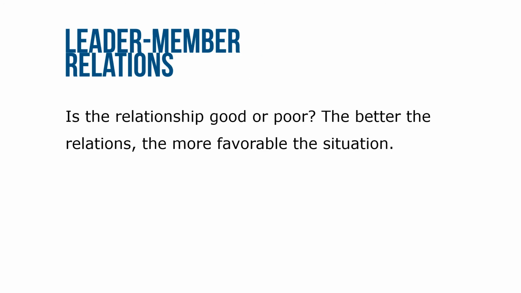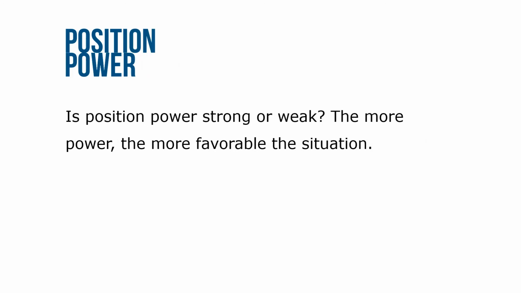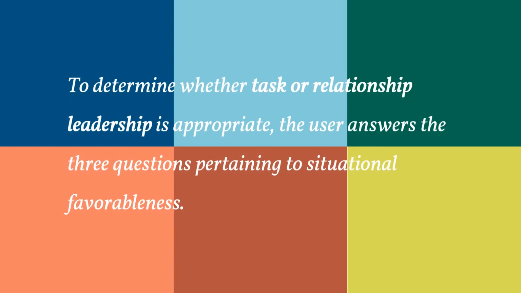There are three variables in order of importance: leader member relations. Is the relationship good or poor? The better the relations, the more favorable the situation. Task structure. Is the task structured or unstructured? The more structured the jobs are, the more favorable the situation. And position power. Is position power strong or weak? The more power, the more favorable the situation. To determine whether task or relationship leadership is appropriate, the user answers the three questions pertaining to situational favorableness.